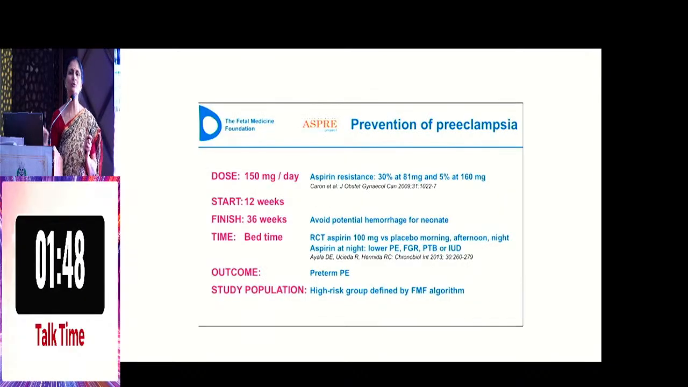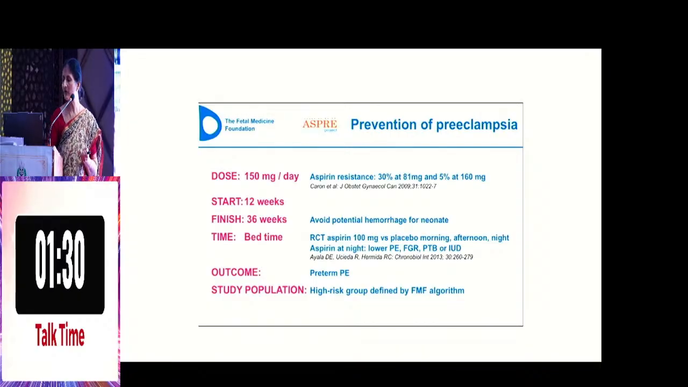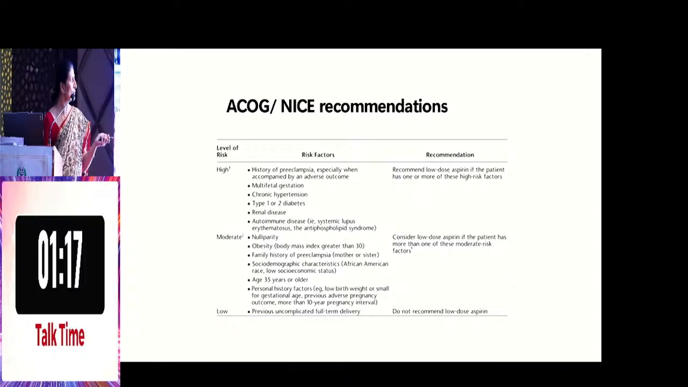Once we have understood that this person is prone to develop preeclampsia, the prevention that can be done is by using aspirin. By the ASPRE trial, which was a big trial conducted, aspirin in the dose of 150 milligram daily is considered to be more helpful in reducing the PIH, in reducing the fetal growth restriction, in reducing abruption, and so on and so forth. So NICE recommendation also tells us the same.